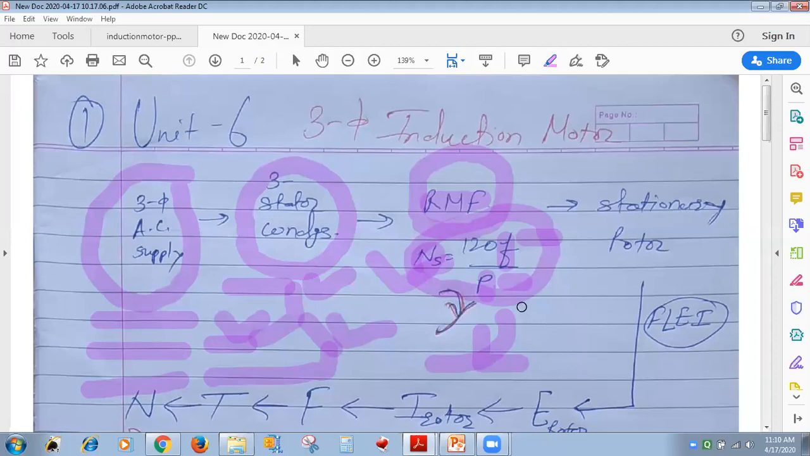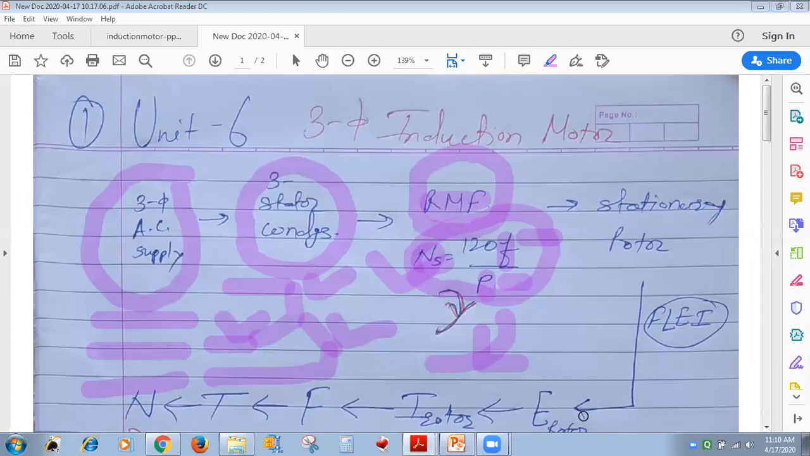Now if I want to rotate it in the anti-clockwise direction, what will you do? Who can tell? If you want to rotate it in the anti-clockwise direction, you reverse the terminals. Very good. All three will you reverse, or any two? Very good, roll number 25. You are listening and you are answering. Very good. So any two, very good.